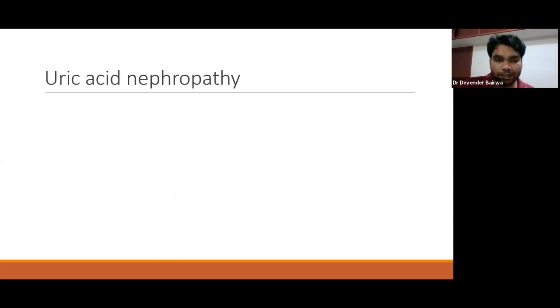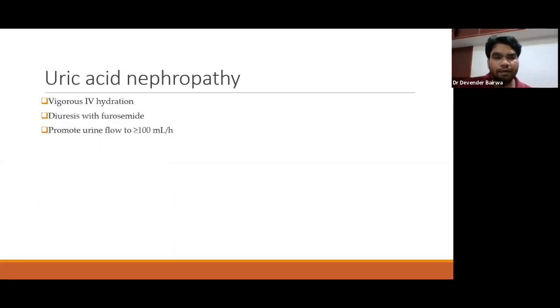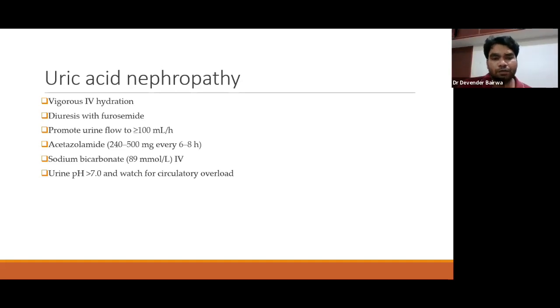Coming to uric acid nephropathy, whenever we are giving cytolytic therapy to our patients in the oncology wards, we provide IV hydration. We also do diuresis with Lasix, furosemide, and our target is to maintain a urine flow of more than 100 ml per hour. We can also provide acetazolamide 250 to 500 milligram every 6 to 8 hours. Sodium bicarbonate can also be given IV to maintain alkalization of urine, and you have to target a urine pH of more than 7.